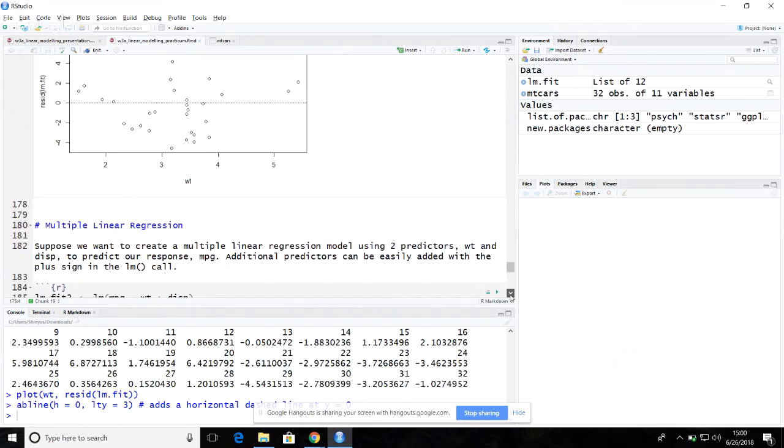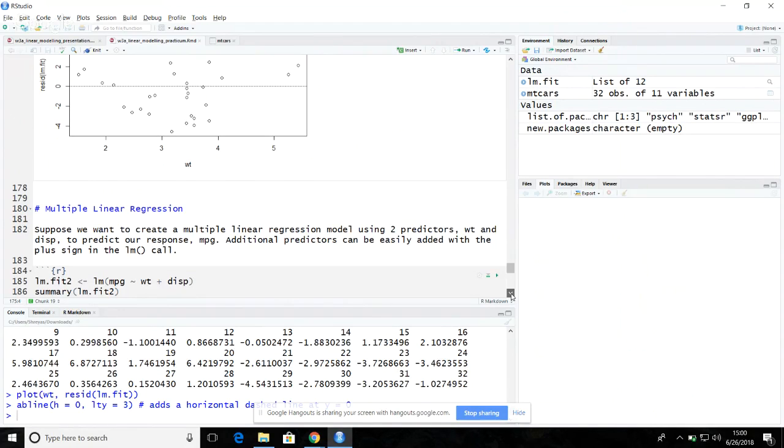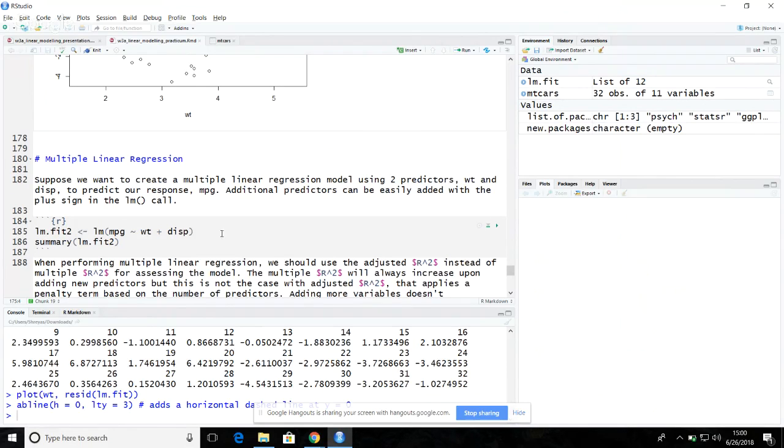Okay, let's talk a bit about multiple linear regression. It's again really similar to simple linear regression. You just add more predictors. So suppose we wanted to again model MPG, or miles per gallon, but this time using two predictors. We use the weight and displacement, so WT and DISP, to predict MPG. It's really easy. Same call with LM. All you do is add a plus sign and add another variable.